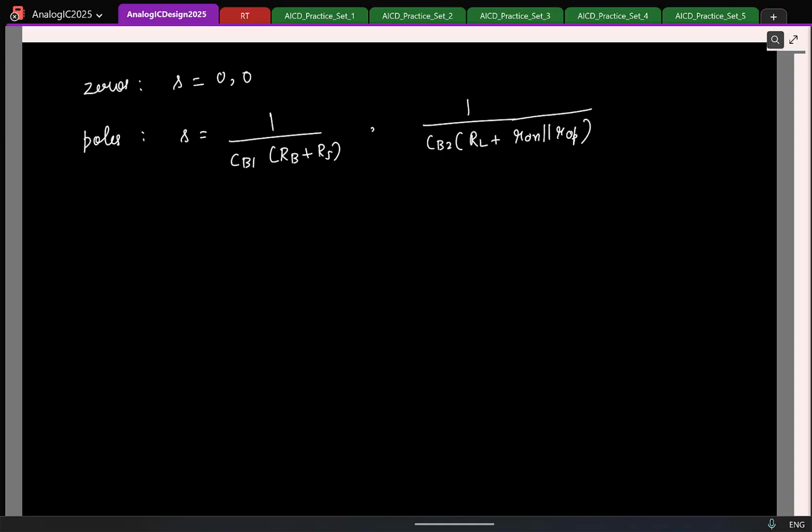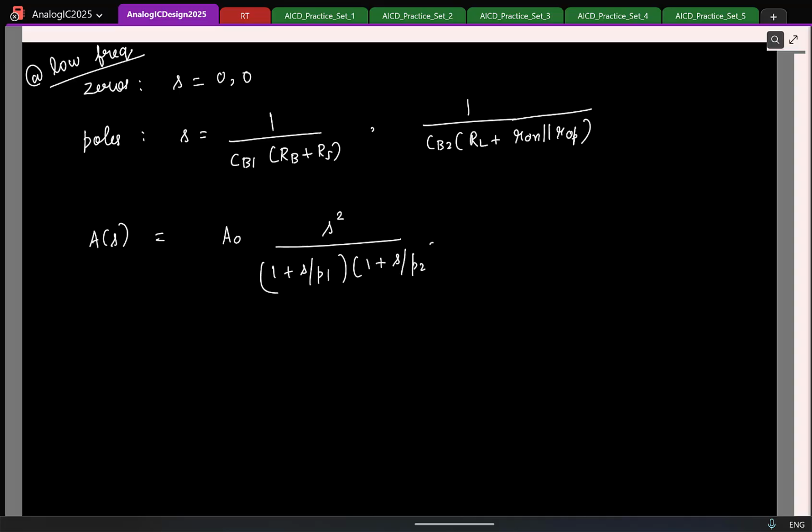So if I were to write the transfer function A of S, again these are at very low frequencies, right? We are looking at very, very low frequencies where the parasitic capacitors in the transistor are not coming into play. Only these capacitors are acting. So how can you write my A of S now? I have 2 zeros at S equal to 0. So the numerator should have, I'll have a DC gain A0, let's write that. And I have 2 poles, 1 plus S by P1 times. So if I were to show it clearly, let me call this P1, this P2.